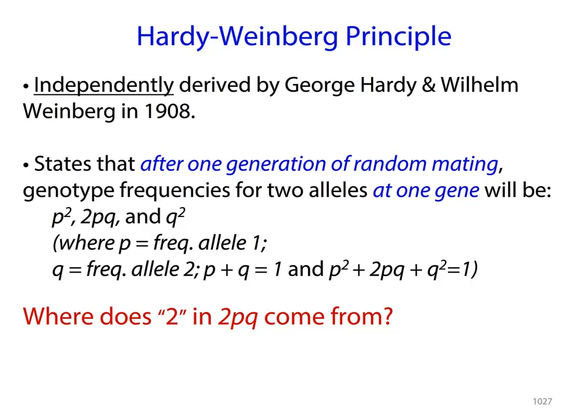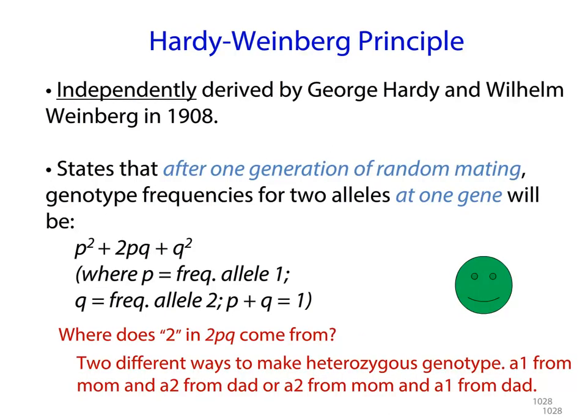So given this information, why is there a 2 in 2pq? To address that question, you should remember that there are 2 different ways to have a heterozygous genotype: the A1 from mom and A2 from dad, as well as the A2 from mom and the A1 from dad. So that's why there's a 2 in front of the pq. And given what we talked about with heterozygotes, that should make sense.